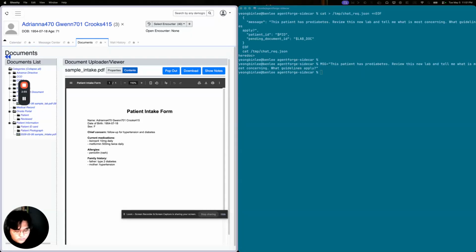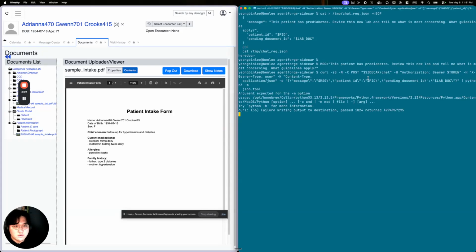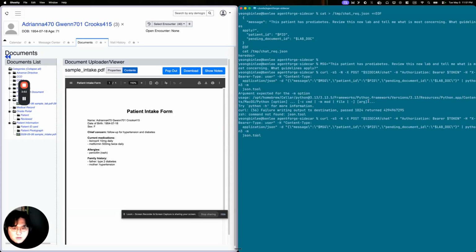We see that first command there, storing the prompt. Here, it's going to allow us to take that existing message about the information we want to know about this patient regarding their pre-diabetes: review this lab and tell us what's most concerning and what guidelines exist. It's going to return back with what our chat generated for us.